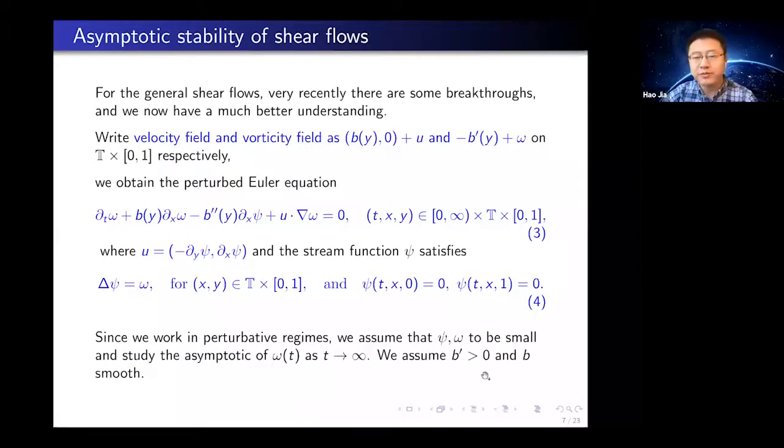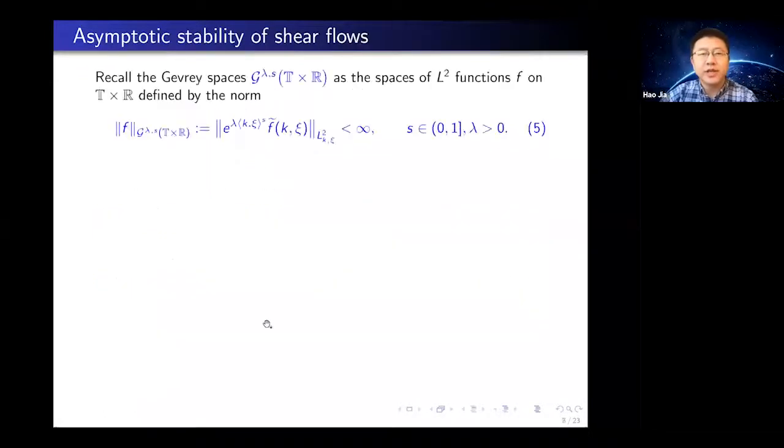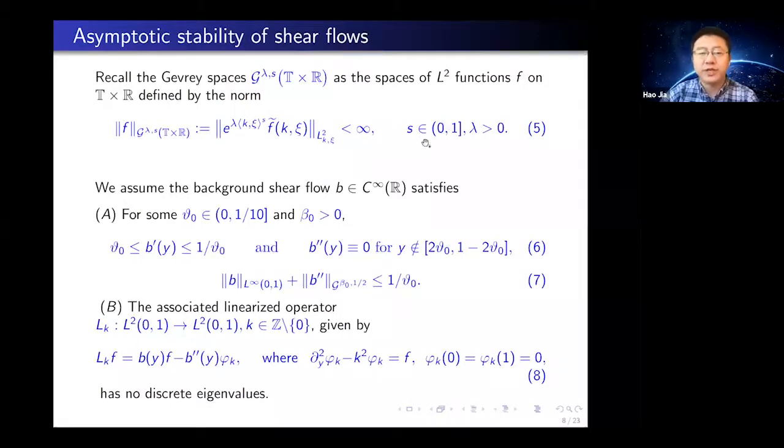Since we work in perturbative regimes, we assume that the stream function and the vorticity perturbations will always be small, and we want to study the behavior as time goes to infinity. So we need some notation and conditions. Let's first recall the Gevrey space. We work in the domain where x is periodic with period 2 pi, and y is in a finite interval, but the Gevrey space is defined on the whole space. For a function f, you take the Fourier transform in both x and y, and then you multiply by this exponential weight, where s is from 0 to 1, and s being 1 is the analytic function. For us, s will be taken as a half.